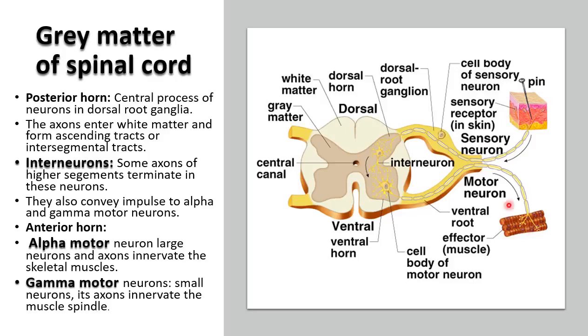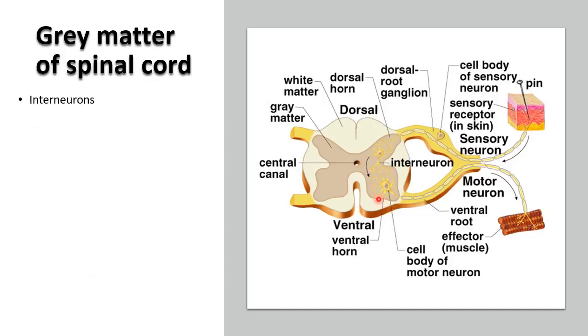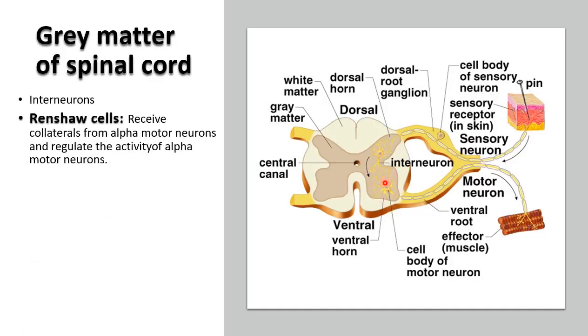Then, apart from that, in the anterior horn you have the interneurons again, which we have seen. And then Renshaw cells: they are collaterals, so side branchings of the alpha motor neurons. These side branchings will come back and end on the alpha motor neuron only. Thereby they modify or regulate the activity of the alpha motor neurons. These are called Renshaw cells.